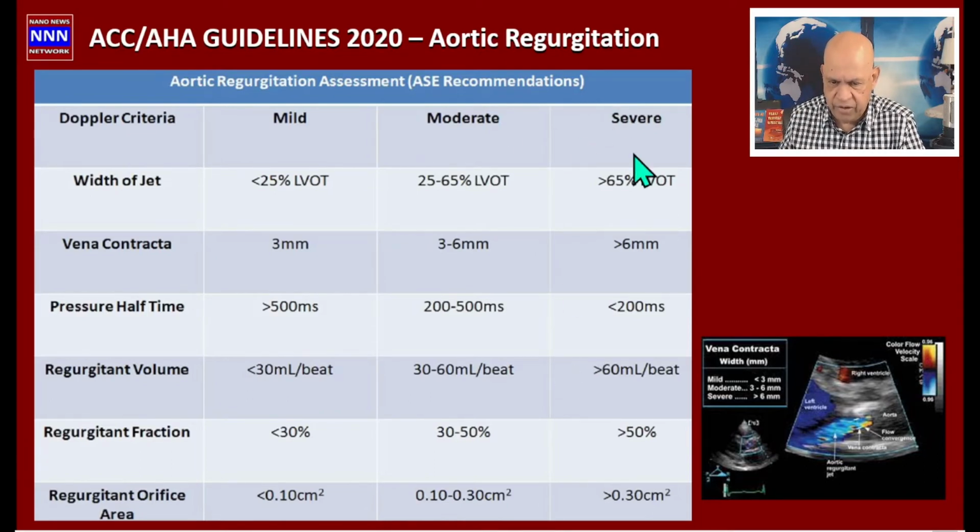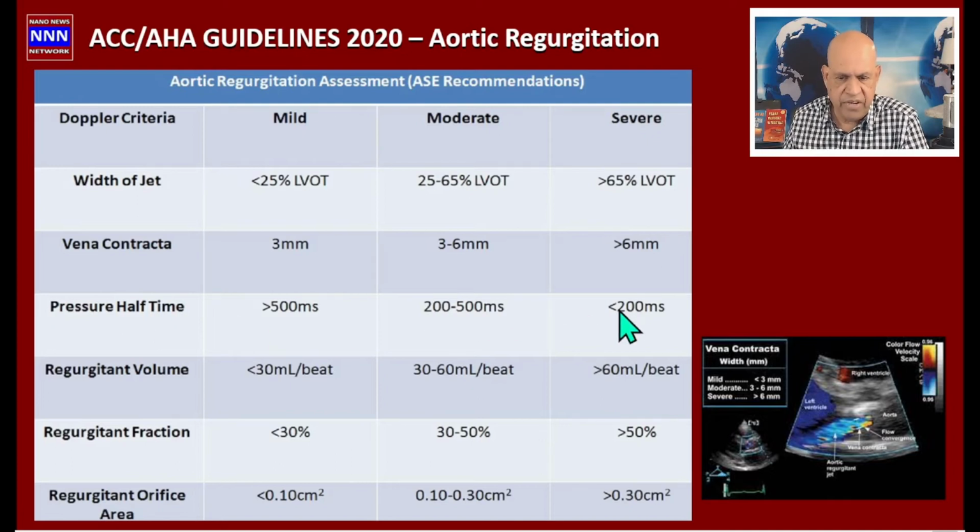severe aortic regurgitation. Width of the jet, 65% of the left ventricular outflow tract. That means 2/3 of the left ventricular outflow tract. I'm talking about here, we have the left ventricular outflow tract, and if this jet occupies 2/3 of that width, then we are talking about severe aortic regurgitation. Vena contracta, more than 6 millimeters, which I already talked about.